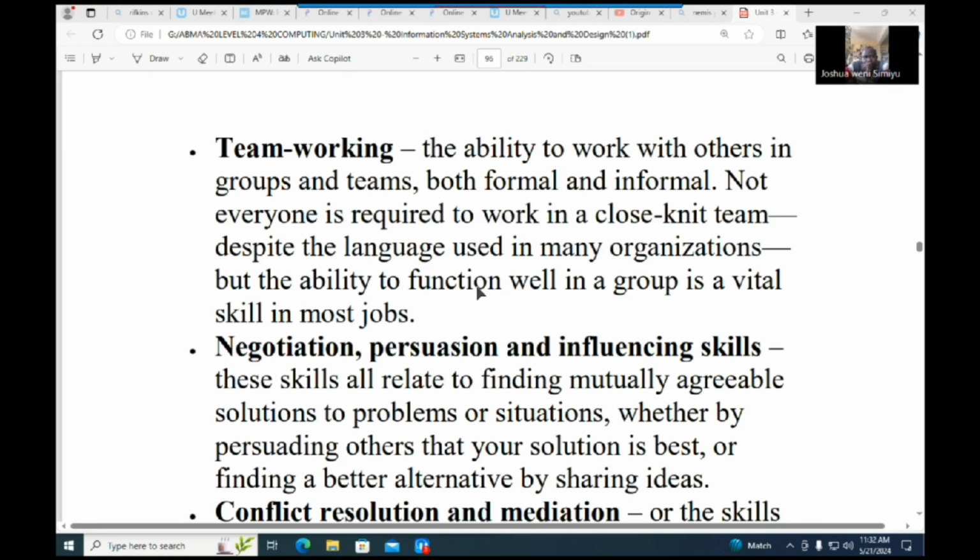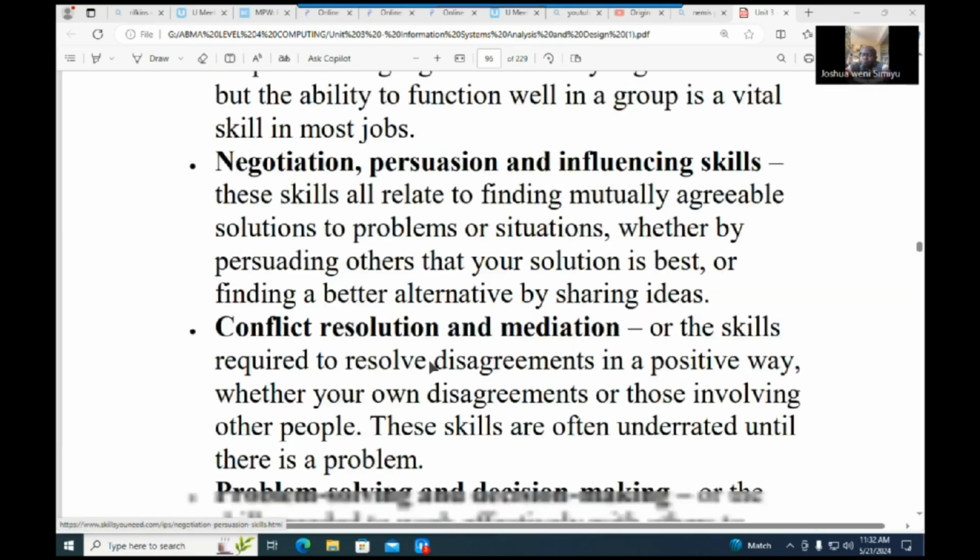You are required to work with everyone in a close-knit team, regardless of the language you speak or the language used in many organizations, regardless of the ability to express yourself well. Sometimes we have people who are talkative, others are talkless. If you're not careful, you're going to let the talkative person talk throughout the meeting. Instead of discussing, you leave that meeting, and only that one person spoke. So you need to have the ability to really work as a team.